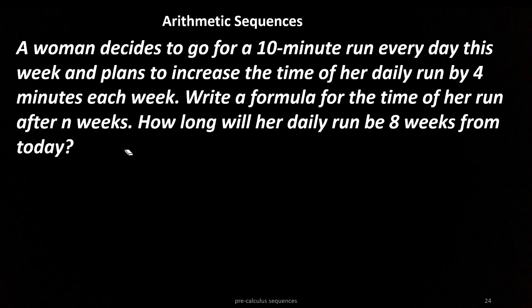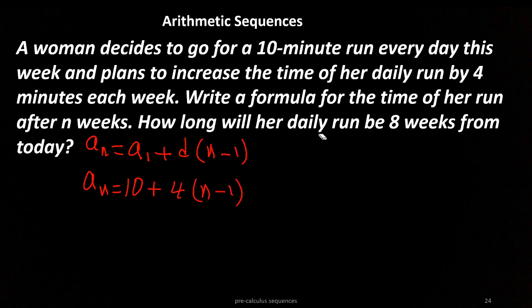Okay, well, again, the formula is going to be a sub n equals a sub 1 plus some d times n minus 1. So here we have a sub 1 is what she starts with, which is how much? 10. Plus, and how much does she add every day? 4 minutes.